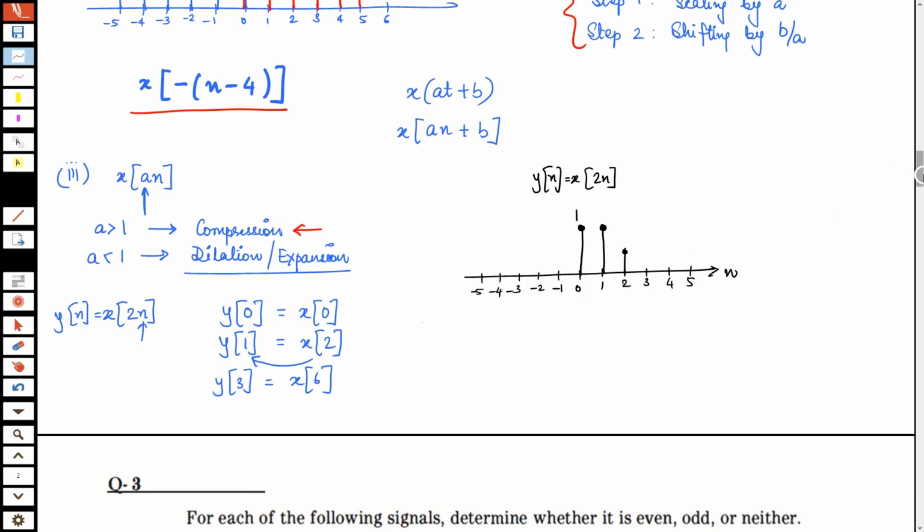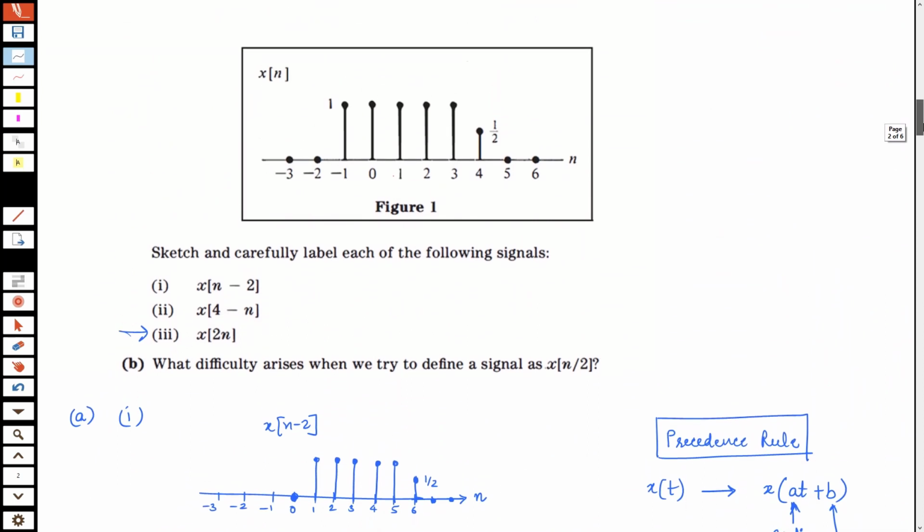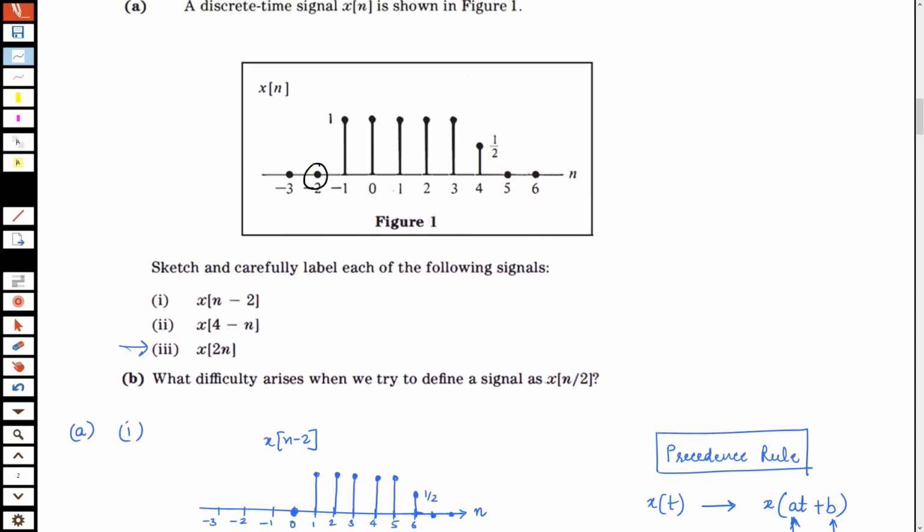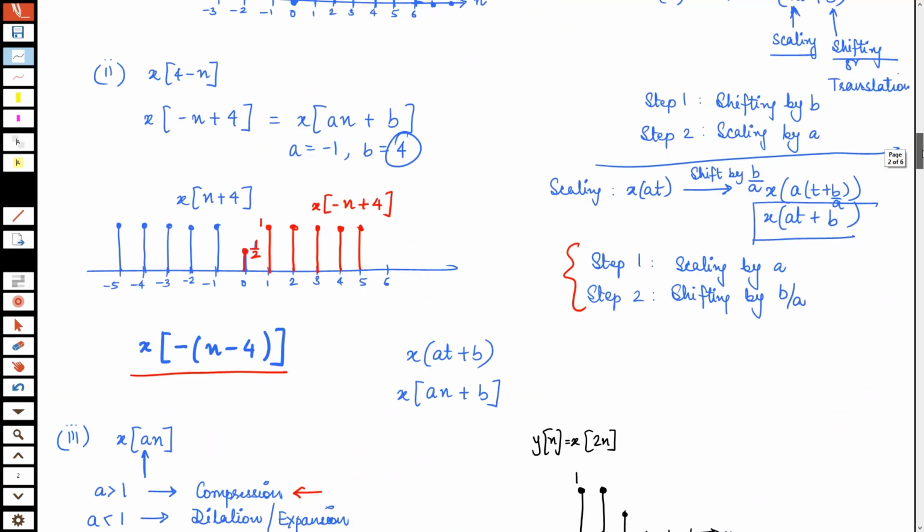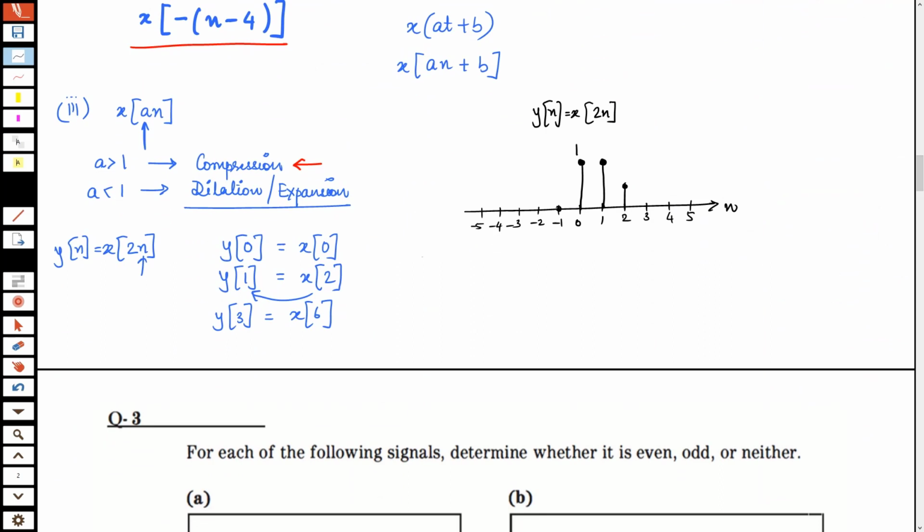What goes to minus 1? Whatever was at x of minus 2 would actually come to x of minus 1, right? Because x of 2n means n equal to minus 1 means x of minus 2. So whatever was at minus 2, that is 0 here, that should go to minus 1. Okay. Rest everything is already 0. So this is how your x of 2n looks like.